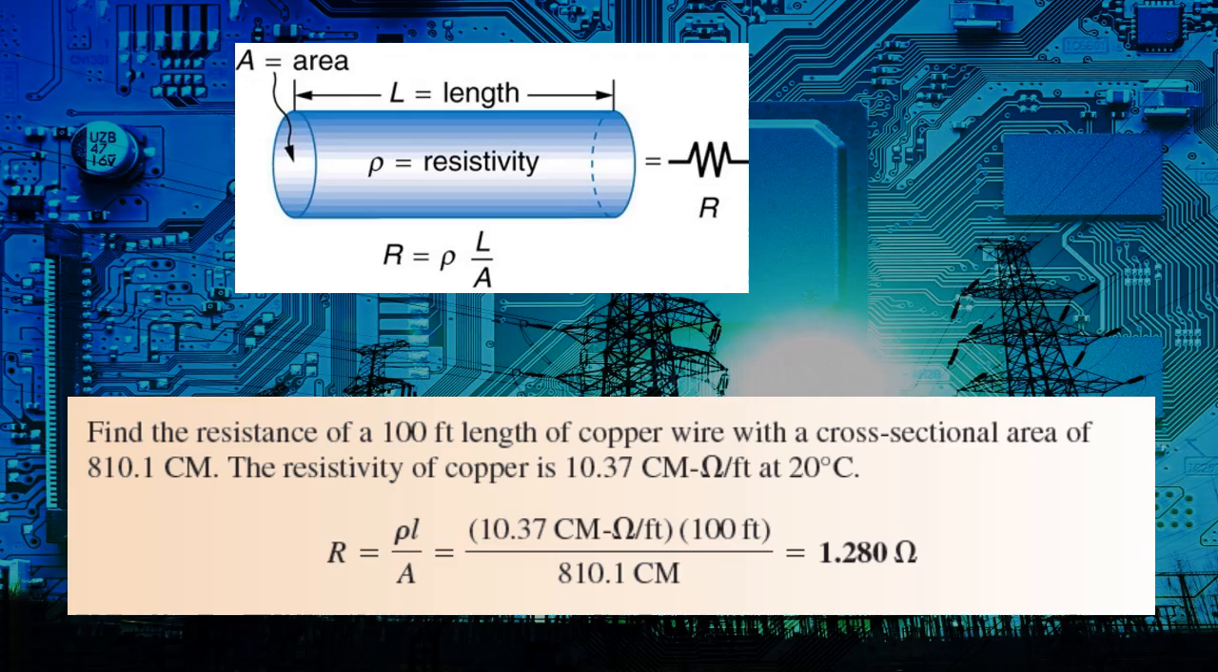Okay, there is an example here. Find the resistance of a 100 feet length of copper wire with a cross-sectional area of 810.1 cm. The resistivity of copper is 10.37 centimeter ohm per feet at 20 degrees Celsius. So when you plug in the values, the resistivity times the length divided by the cross-sectional area will give you 1.280 ohm, which is the resistance of the wire.